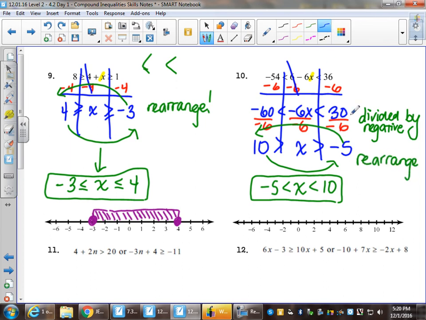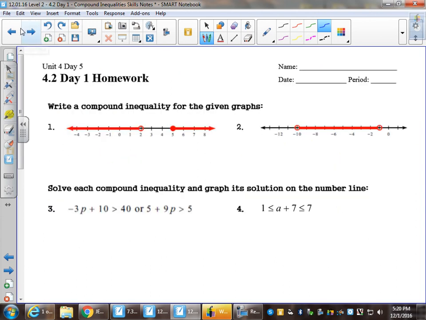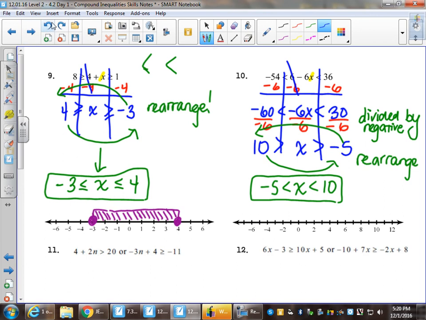Let's graph. X is greater than, strictly greater than, so open circle. Open circle on negative 5, and strictly less than 10. So x is between these two values.